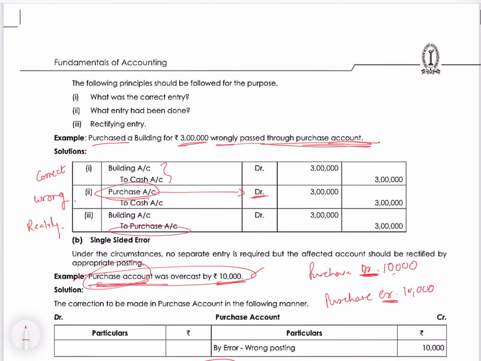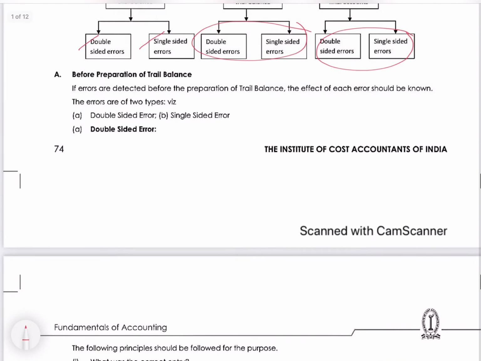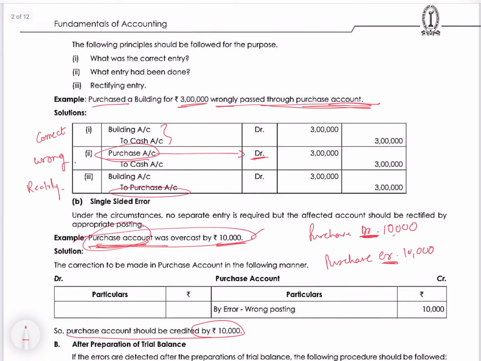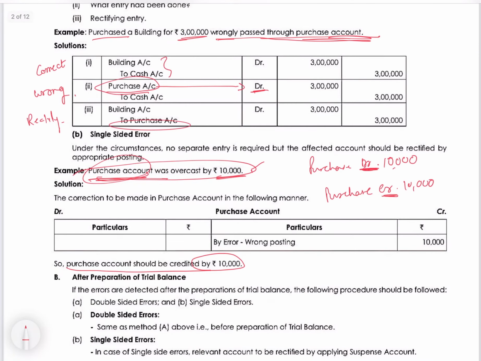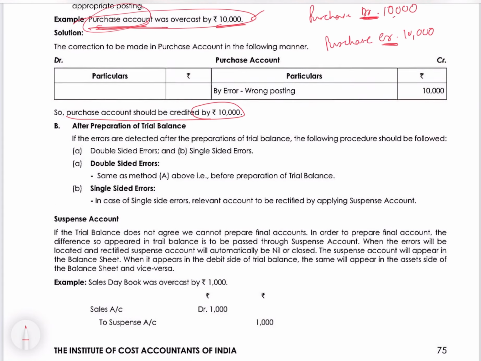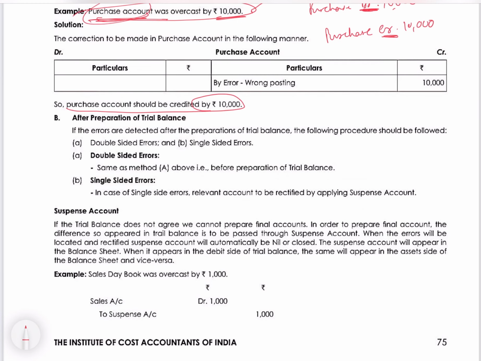Now we will understand at every level how to pass the entry. So we'll come back to before preparation of trial balance. If it is before preparation of trial balance, as I discussed now, in the same way we'll pass the entry. But if it is after preparation of trial balance and these two errors come, double-sided will be handled the same as before. For double-sided we did it before preparation of trial balance.